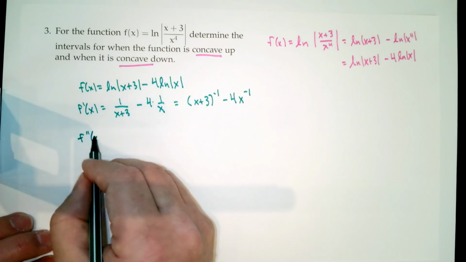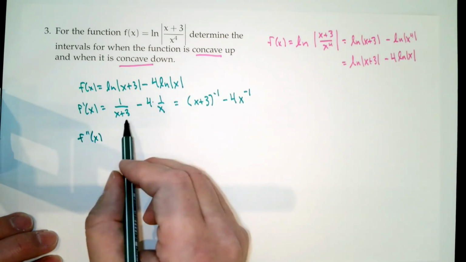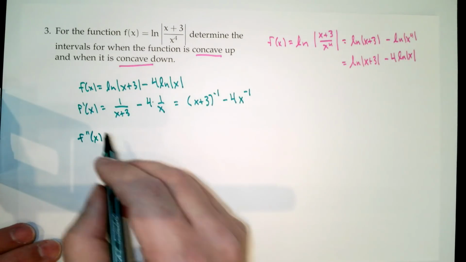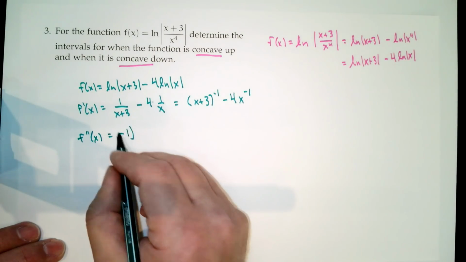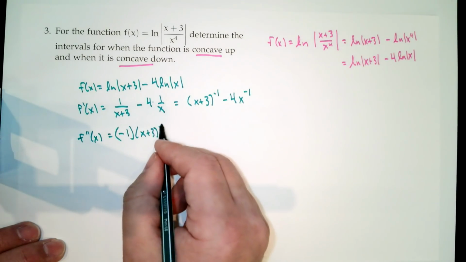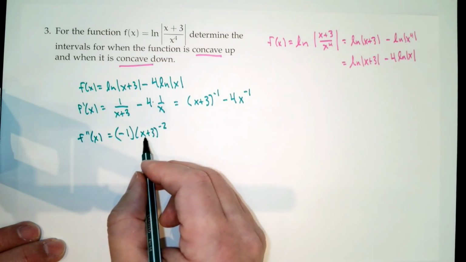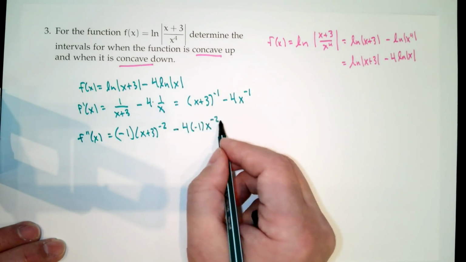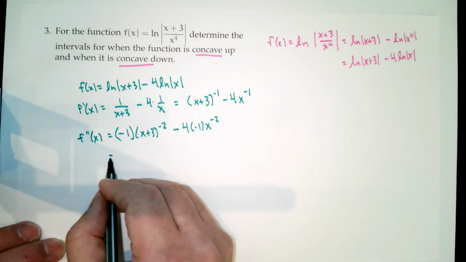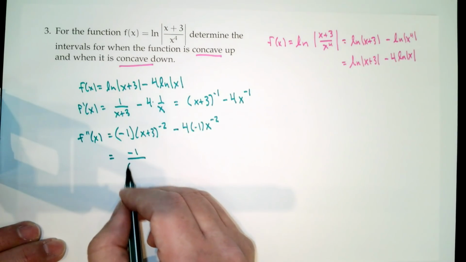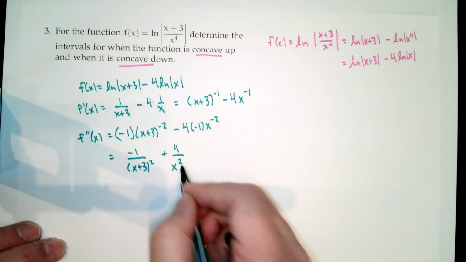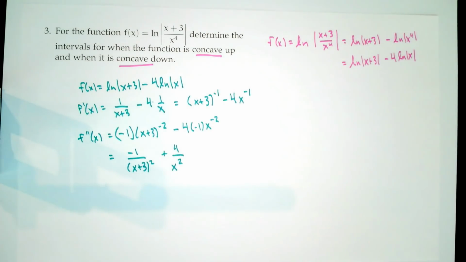Second derivative. And this is the reason why I chose to rewrite it this way, because 1 over x plus 3 is actually not very hard to take a derivative of, but you might be tempted to do a quotient rule. It's actually easier to do a chain rule. So minus 1 times x plus 3 to the minus 2 times the derivative of the inside, which is 1. Then minus 4 times minus 1 times x to the minus 2. So we have our second derivative: minus 1 over x plus 3 squared plus 4 over x squared. All right, so that's our second derivative.